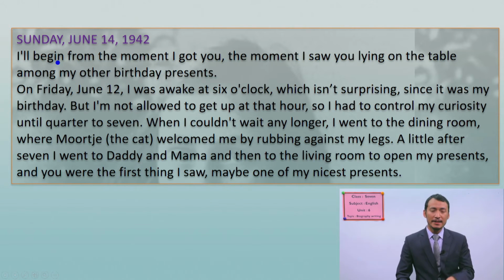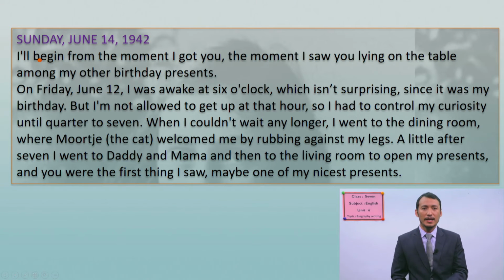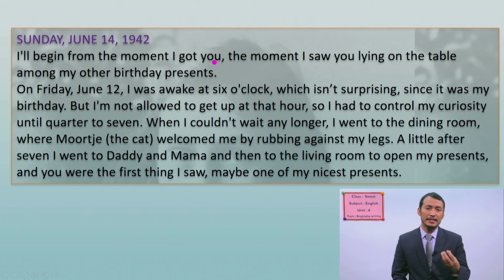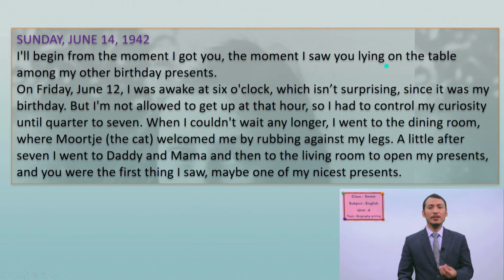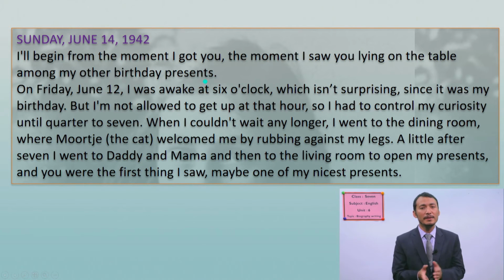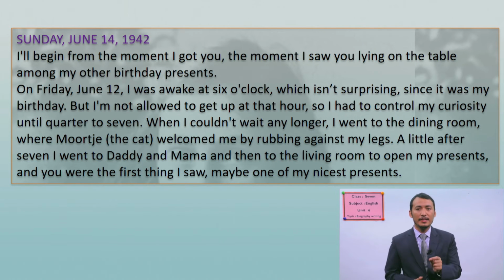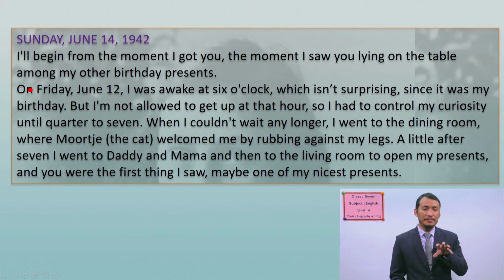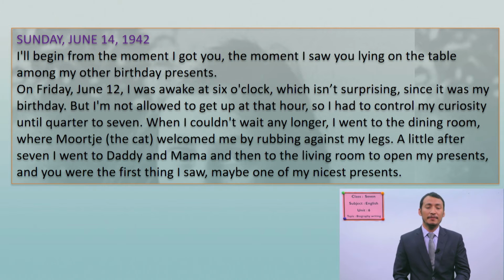So she mentions Sunday, June 14th, 1942. "I'll begin from the moment I got you. The moment I saw you lying on the table." I got you means I got the diary. The moment that she saw the diary lying on the table. "And among my other birthday presents." She had many other birthday presents, and among them, this diary was one of them. Okay, now she writes her activities or daily events like this.